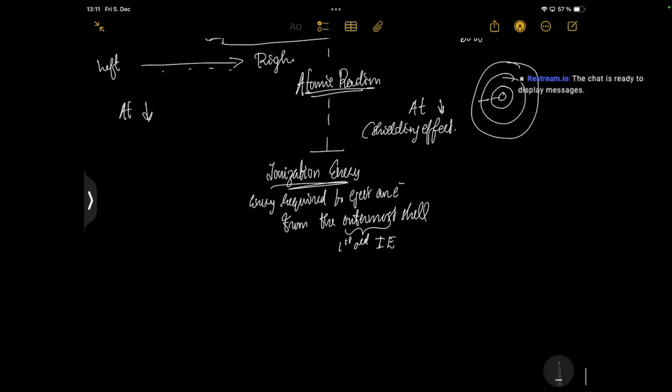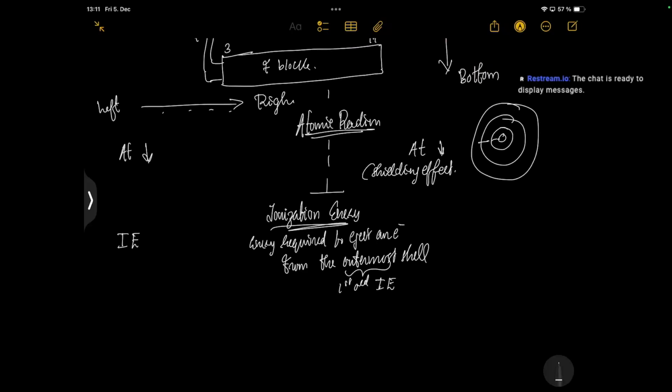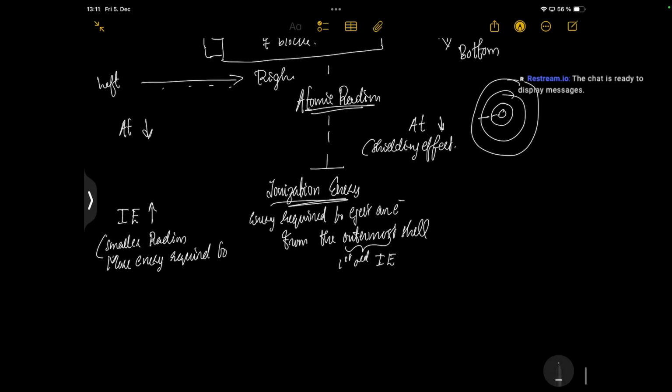So ionization energy, from left to right, ionization energy is going to increase due to smaller atoms, smaller radius, more energy required to eject.